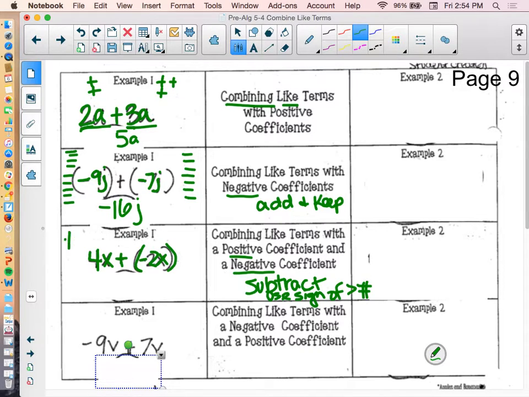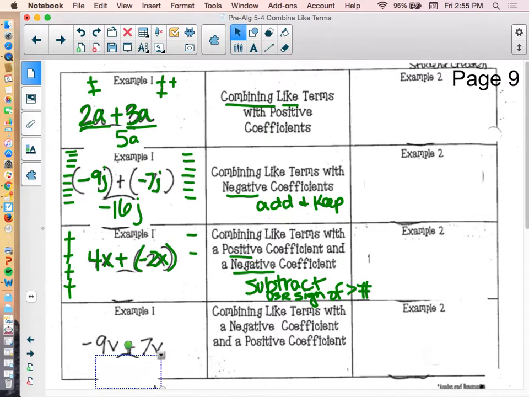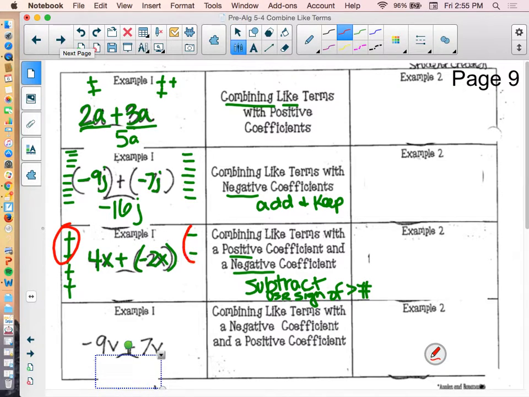So if I have 4 positives, this is where you really have to understand how to add and subtract with positive and negative numbers. Then remember that 2 of these will cancel out with 2 of these, and I'm just left with 2 positives. I have to label it with an x to give my final answer.